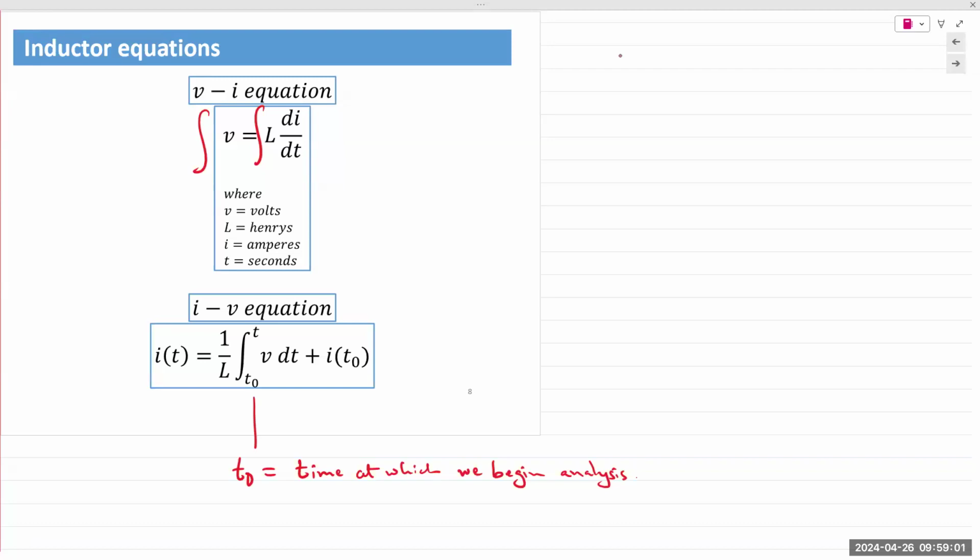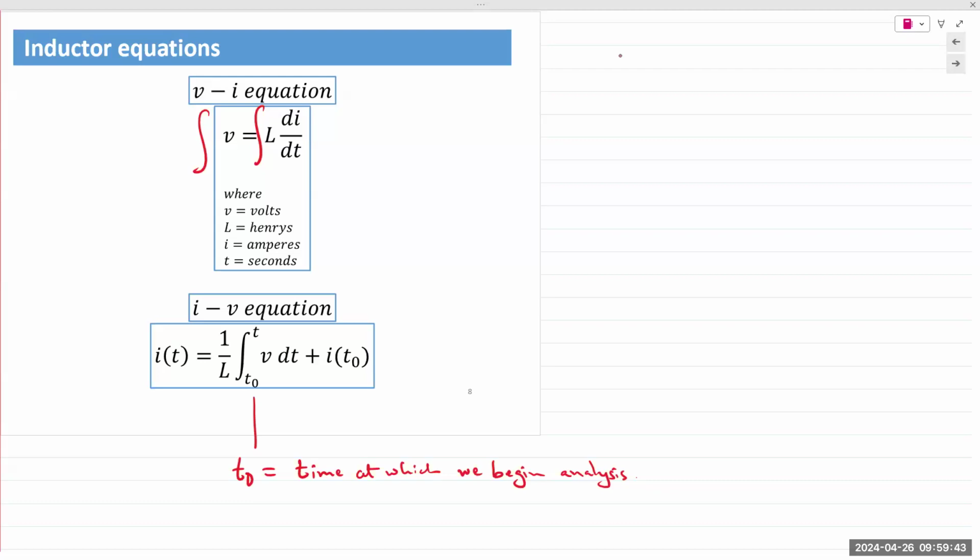Sometimes we need to analyze for a certain portion of time, right? The circuit might be on for, let's say, 24 hours, but you only want to analyze, let's say, a few minutes or a few seconds. So t0 would be 0, or it could have any other value between 0 and 24 hours. So the time at which we begin analysis does not mean it has a value of 0. It could have any other value. You could break up a long period of time into multiple pieces. And if you're analyzing a piece in the middle, that will have a different value of t0.